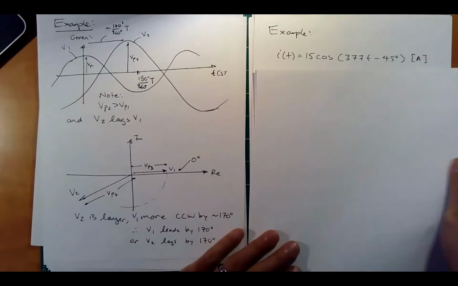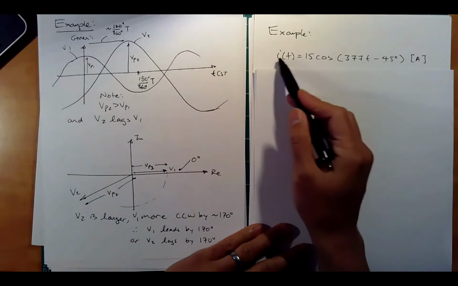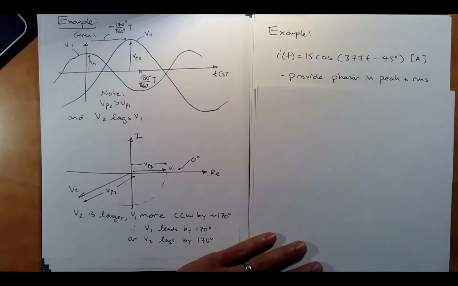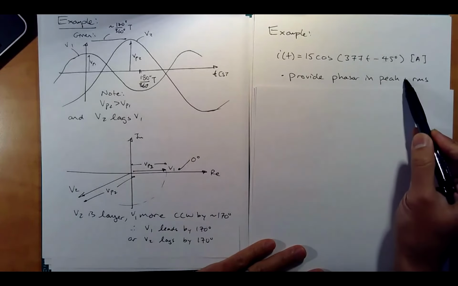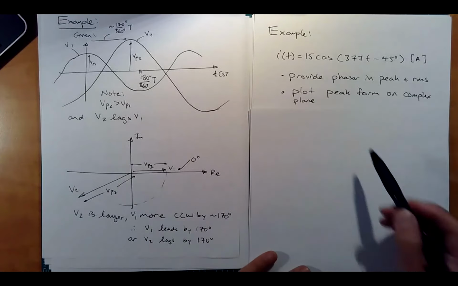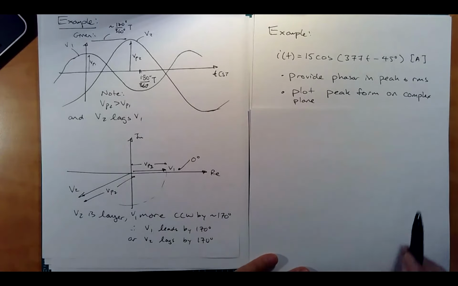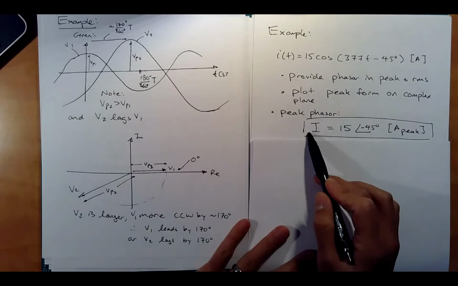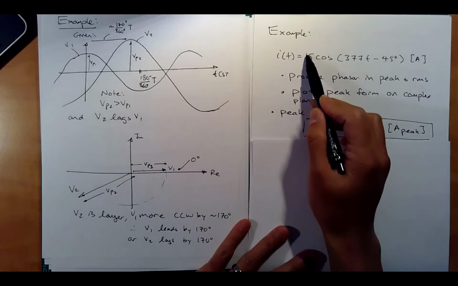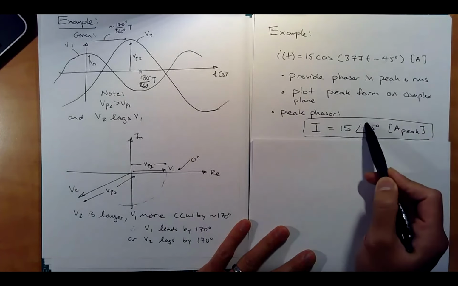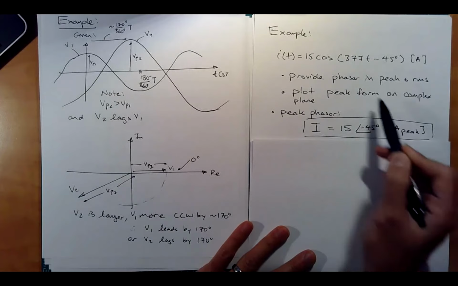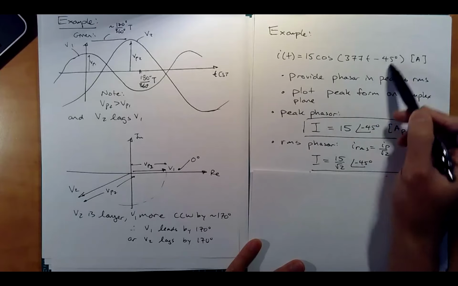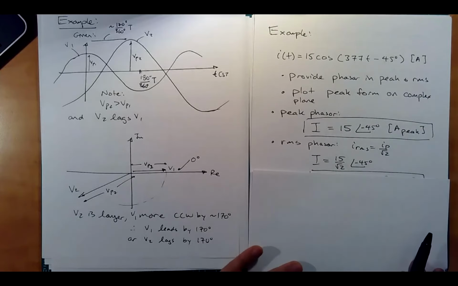So now let's take an example. Let's take a sinusoidal signal and convert it into a phasor, and see what we've got going on. We can provide the phasor in peak or RMS, you remember that? And let's plot it on the complex plane. For this one, we can write the phasor as a peak phasor, where we just take the 15 and the negative 45, and we put amps peak. Or we can write it as the RMS version, where we have 15 over root 2, but we still have the same phase, negative 45.